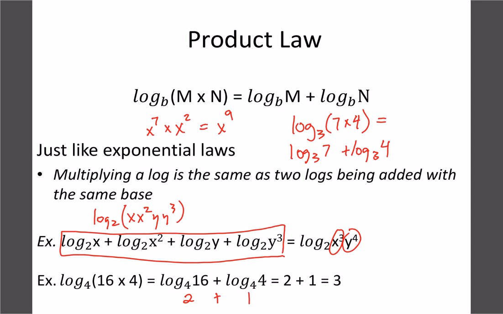How do I know it's 2 and 1? Well, I'm using the exponential rule. Remember from a previous lesson, we could rewrite these things as an exponent. That would be 4 to the x equals 16. That's 4 squared, so we know x is 2. This would be 4 to the x equals 4, so we know x would be 1. So 2 plus 1 gives us 3.